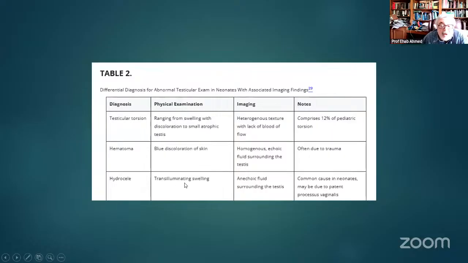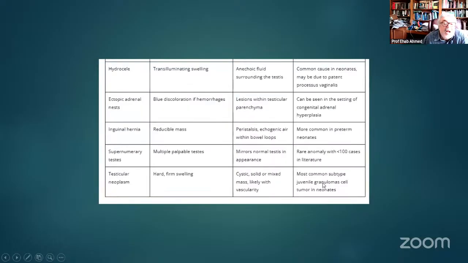Hydrocele, of course, you can do the transillumination. With transillumination, you can diagnose hydrocele, which is a benign condition, and it will resolve on its own. You can feel the normal testicle, and it does not need any intervention. And then the hernia. In the hernia, there is a mass. We don't have any mass in this case.